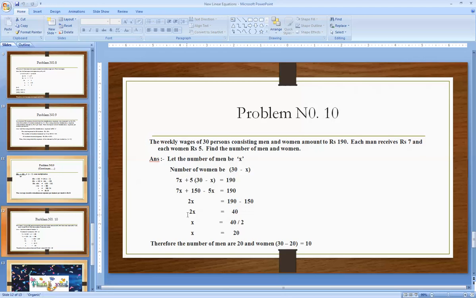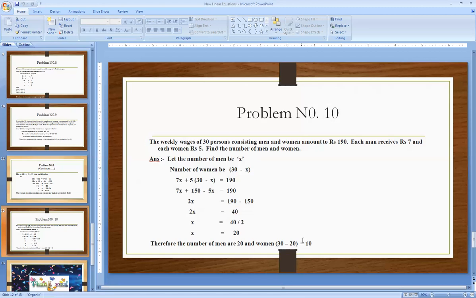We are retaining all the x values, that is 7x minus 5x is 2x. 190 on the right side, and the 150 moves to the right side and becomes minus 150. 2x equals 40, then x equals 40 by 2. The number of men, which we have assumed in the form of x, is 20. Then the number of women is 30 minus x, so 30 minus 20, which is 10.